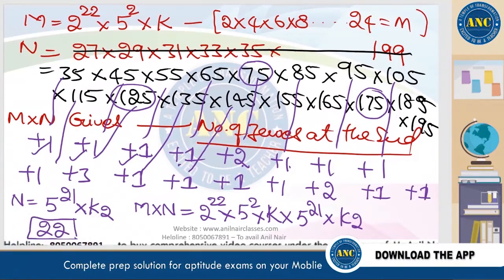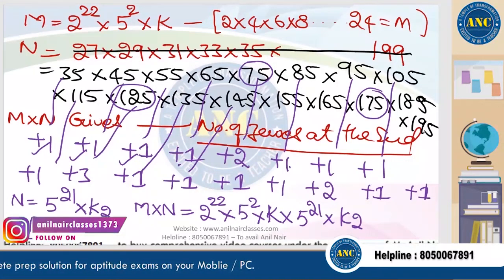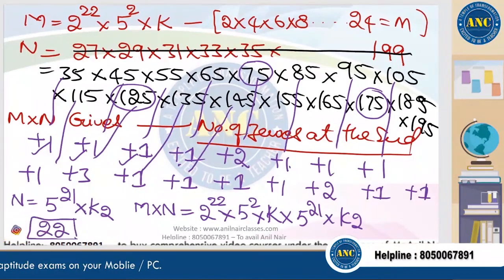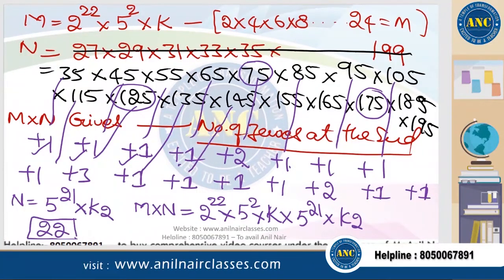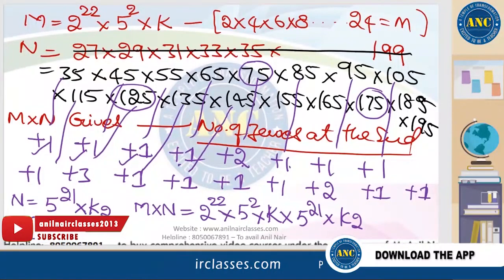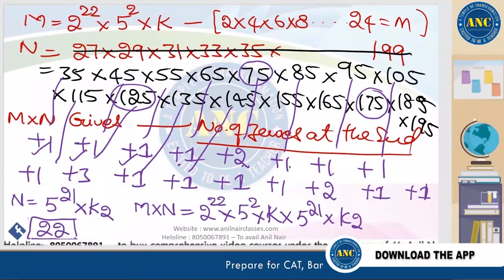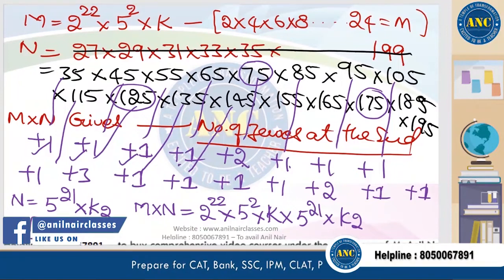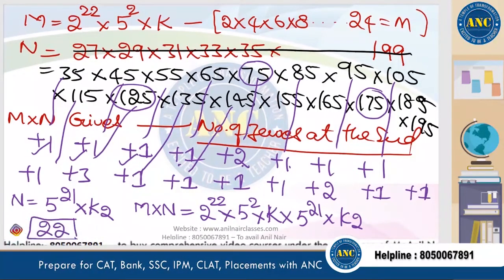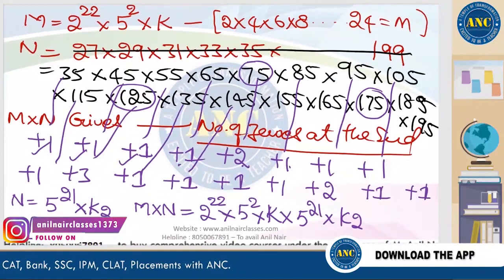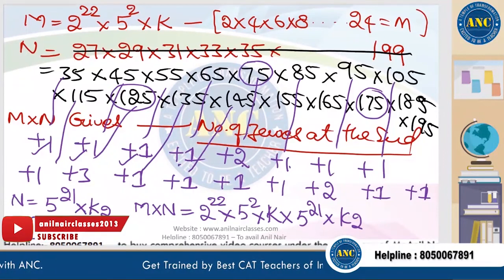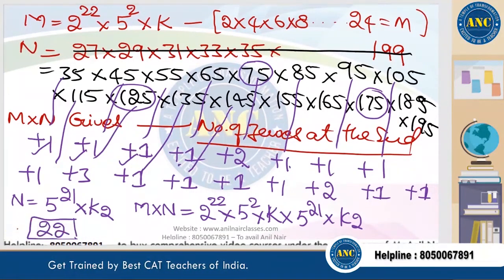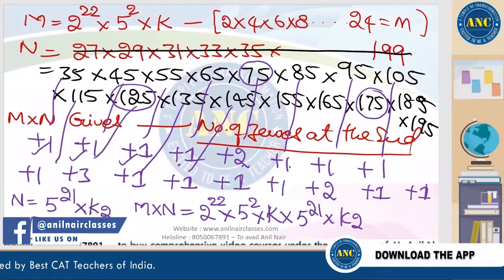Is this question clear to you? Number of 5s, powers of 5 is smaller here in this case. Any doubt in this question? Kindly reply in the live chat if this question is clear to you. Is this question clear? Clear, right?